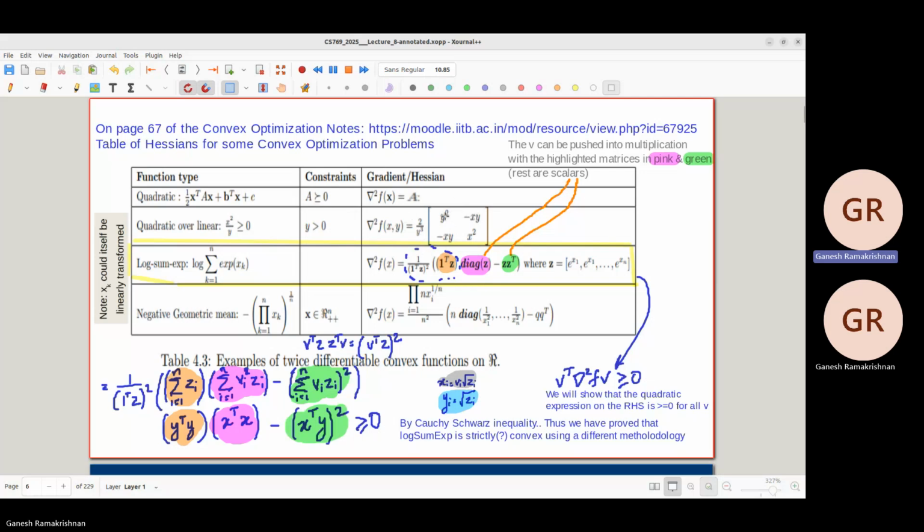How do you prove that this is positive semi-definite? Symmetric real matrix. Non-negative. That's all we want to show.